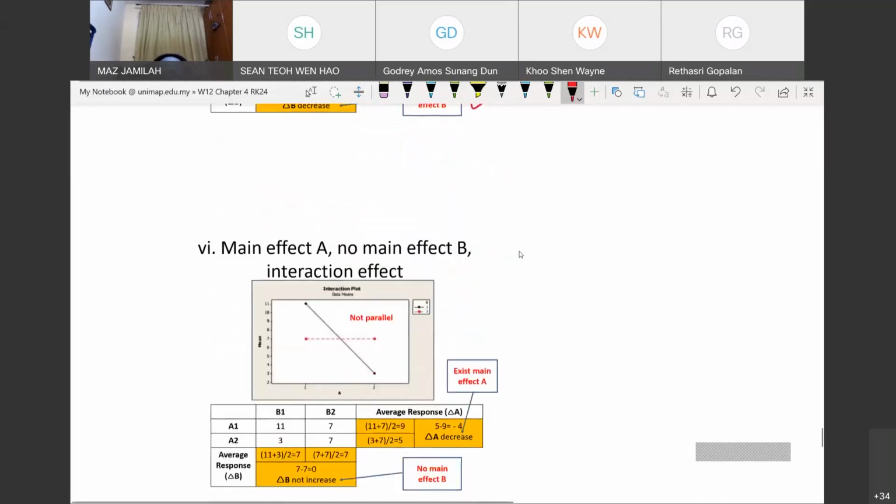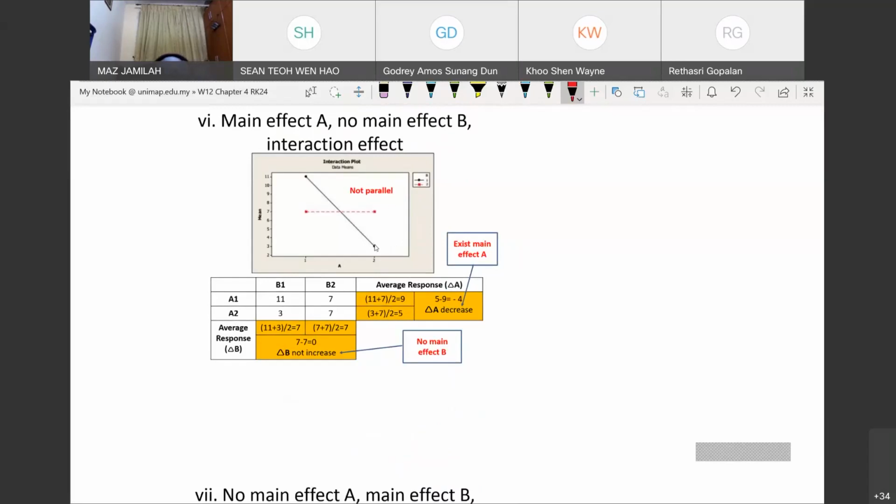And for number six, since they are not parallel, there is an interaction effect. But what about the effect of factor A and factor B? For factor A, there is a decrease, so there is an effect of factor A, and no increase for factor B, so we can say there is no effect for factor B. But in terms of interaction, even though factor B has no effect, when A and B interact, they give an interaction result, meaning the response variable is being influenced by the interaction effect.